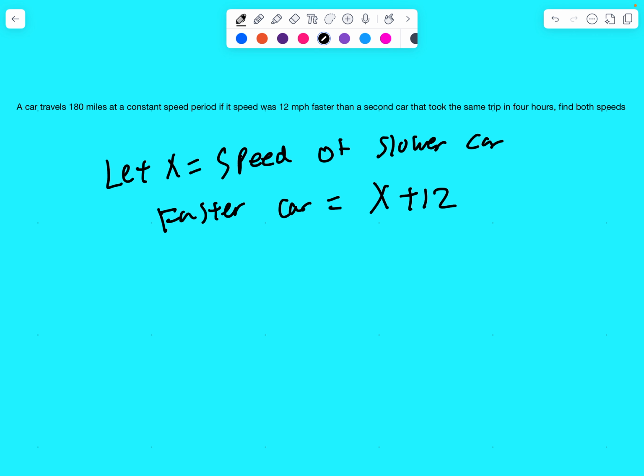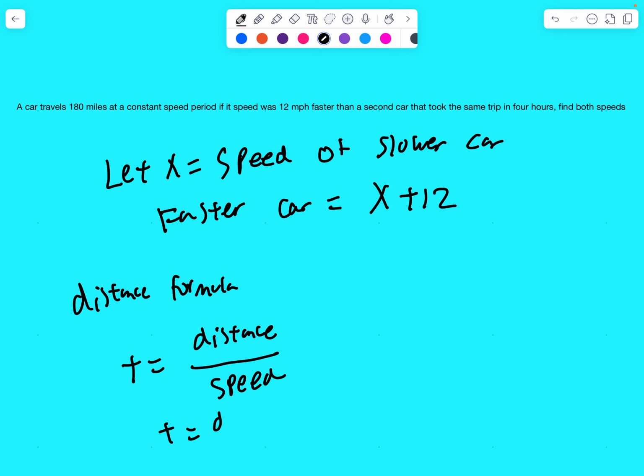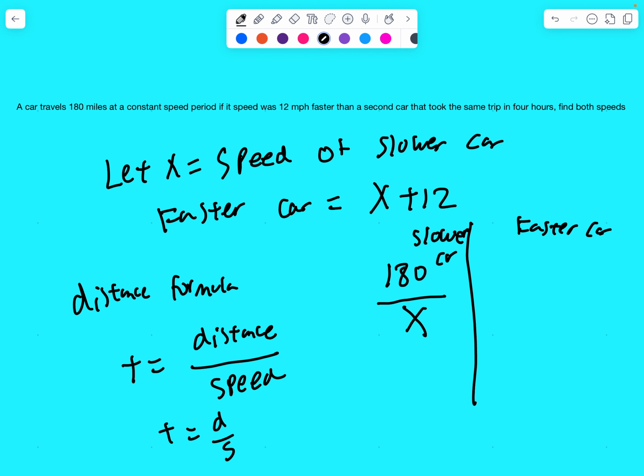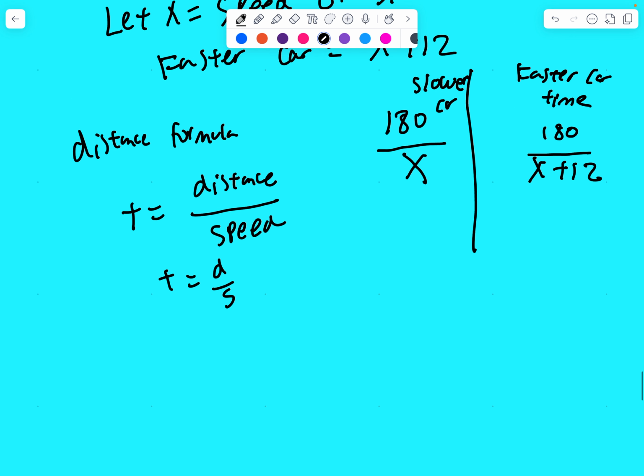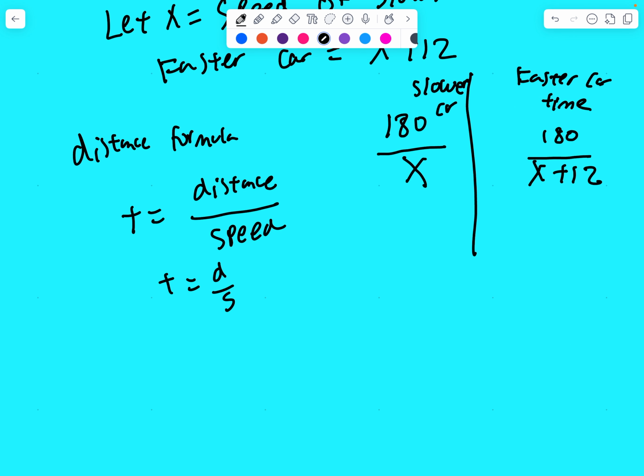And in case you guys didn't know, the distance formula that you need to know is that time is equal to distance all over speed. Or you could just say t is equal d over s, either one. Okay, so we have the slower car's time, which is 180 all over x. This is for the slower car. We know the faster car's time was 180 all over x plus 12, right? So given the faster car took 4 hours, we would have 180 all over x plus 12 equals 4.